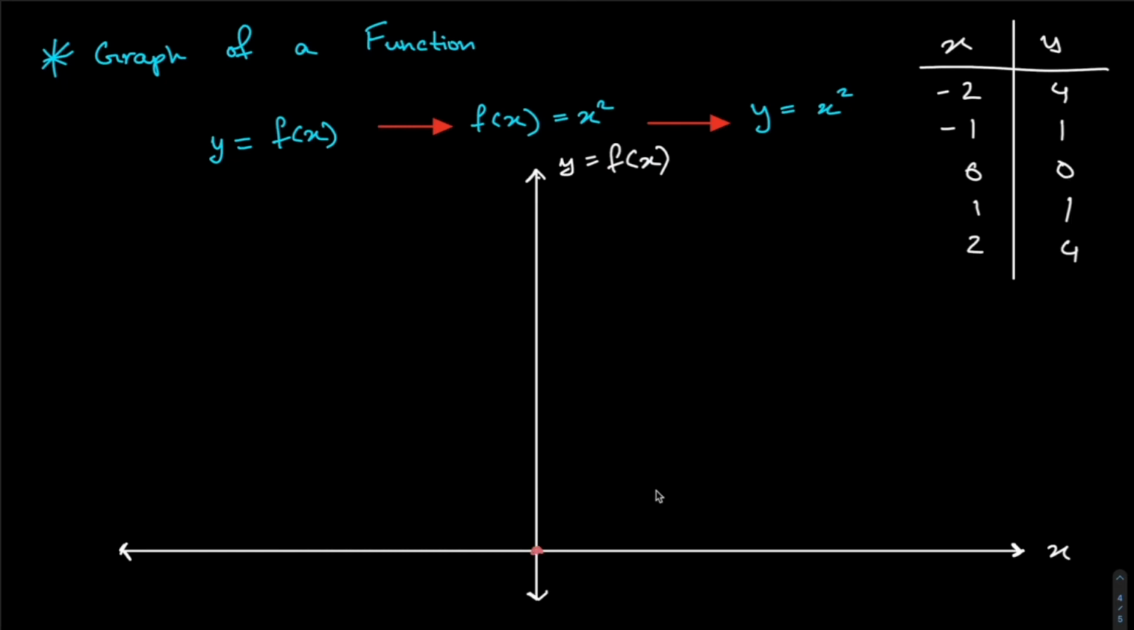1, 1 maybe would be somewhere right here, and minus 1 comma 1 would be right here. 2 comma 4 maybe would be somewhere right here, and then minus 2 comma 4 would be right here. So essentially this would look like a parabola. Please forgive me, it's not that great, but you get what I'm trying to do here.